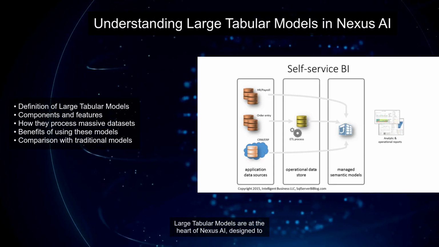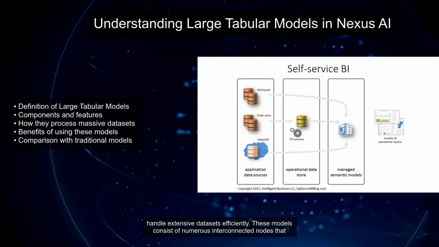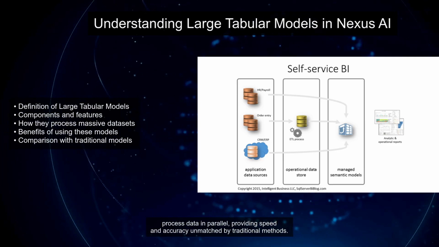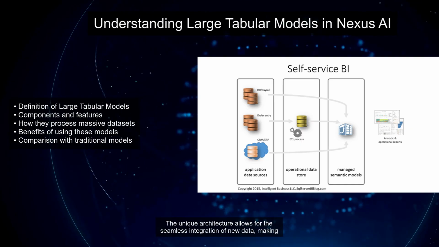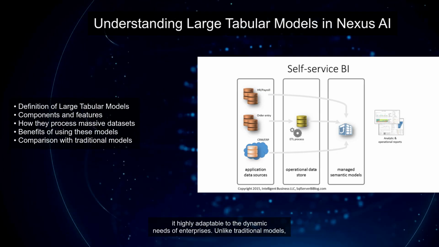Large tabular models are at the heart of Nexus AI, designed to handle extensive datasets efficiently. These models consist of numerous interconnected nodes that process data in parallel, providing speed and accuracy unmatched by traditional methods. The unique architecture allows for the seamless integration of new data, making it highly adaptable to the dynamic needs of enterprises.